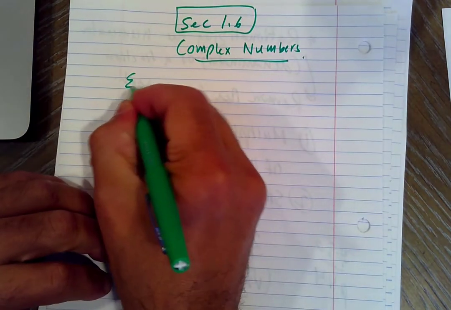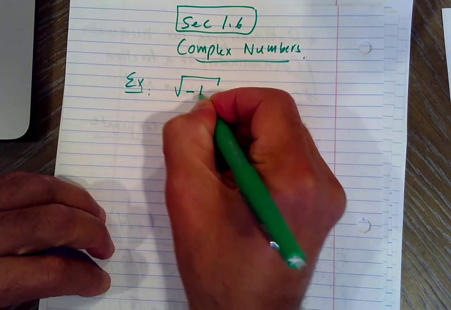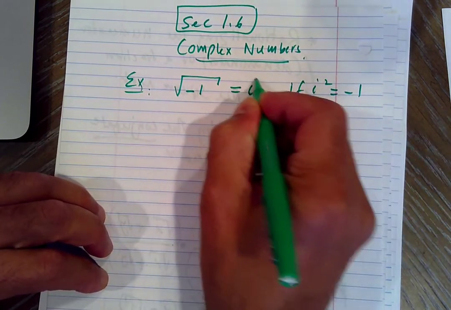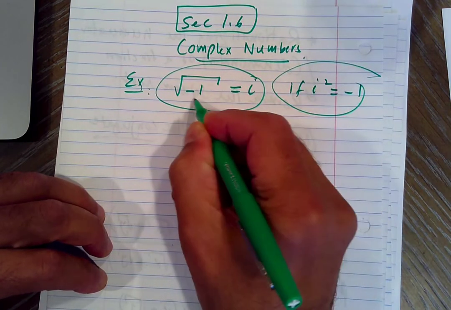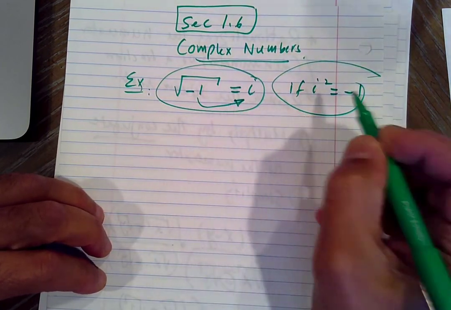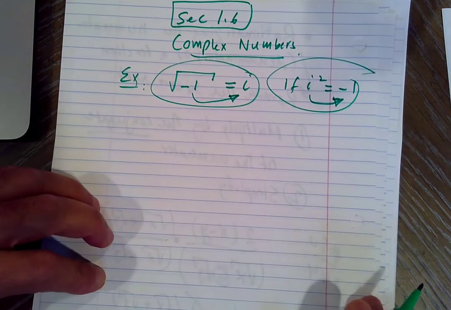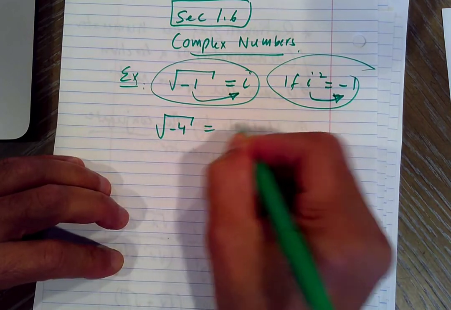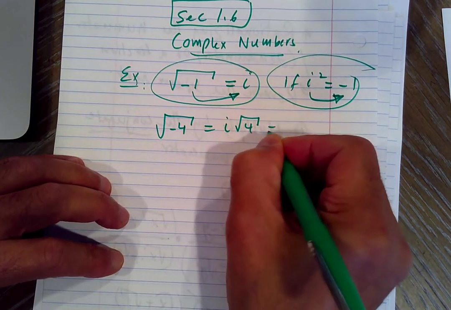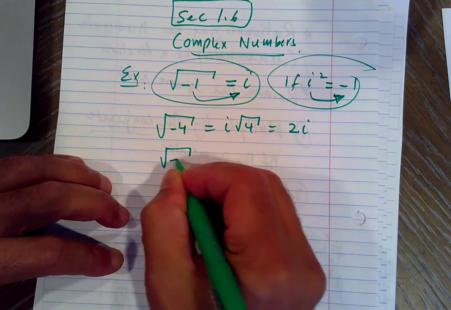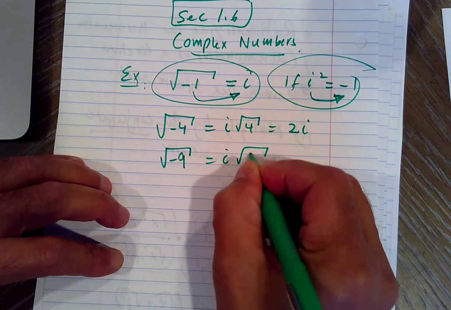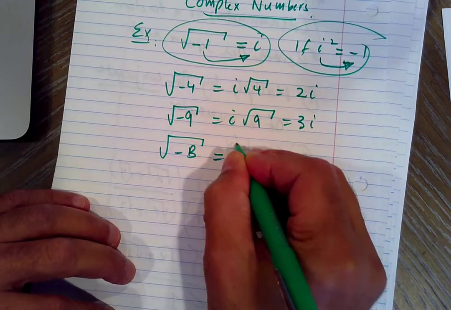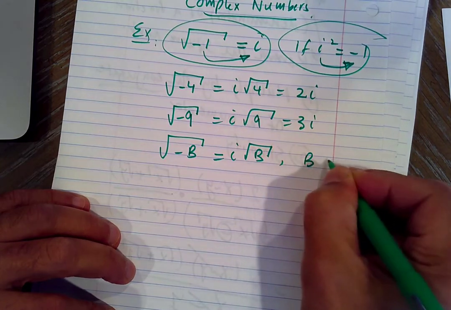So if you recall, the square root of -1 is i, and i squared equals -1. So keep that in mind. Whenever you have the square root of -1, you're going to switch it into i. And whenever you have i squared, you're going to switch it into -1. So for example, the square root of -4 is i root 4, which is 2i. The square root of -9 is i root 9, which is 3i. And the square root of -b is i root b, as long as b is greater than or equal to 0.